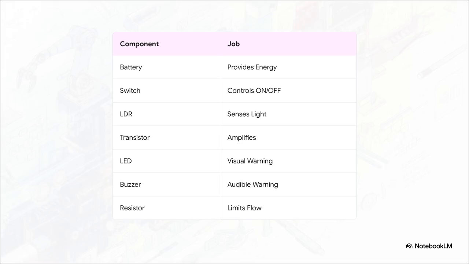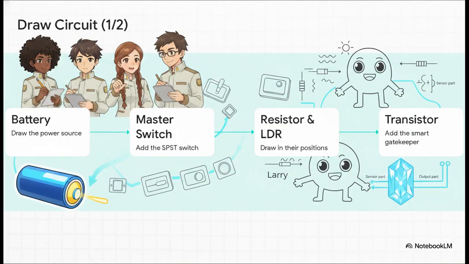It senses light, basically acting as the eyes of our alarm. Our transistor is the smart gatekeeper. It can act as a switch and even amplify a tiny current into a much bigger one. The LED gives us a glowing visual warning. The buzzer provides a loud, audible warning to scare off any intruders. And finally, the resistor. That acts like a little speed bump, limiting the flow of electricity so our components don't get damaged. Okay, grab those pencils, cadets, because we are going to draw this out step by step together.